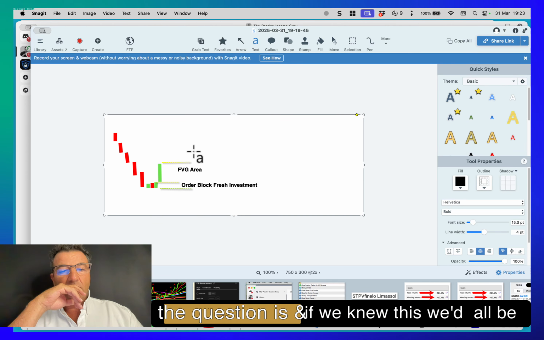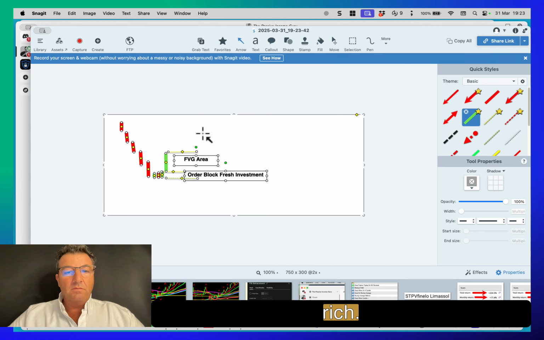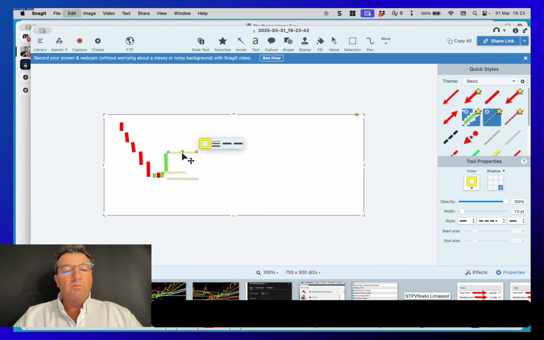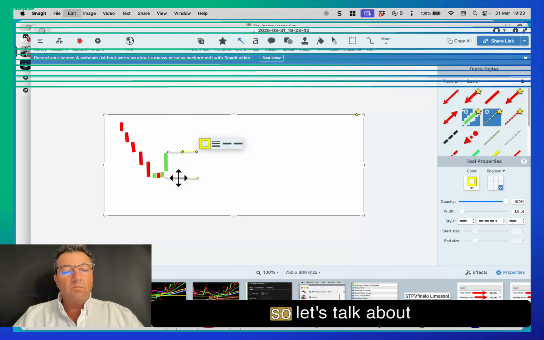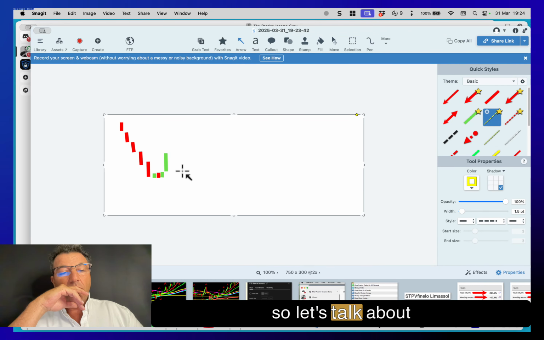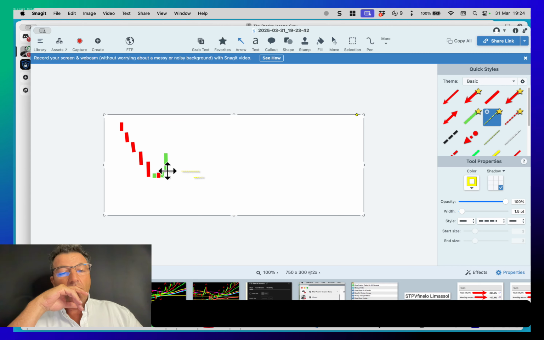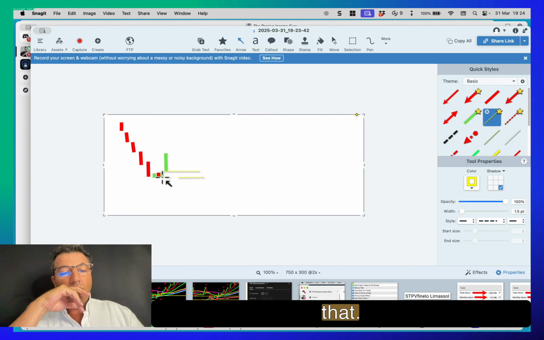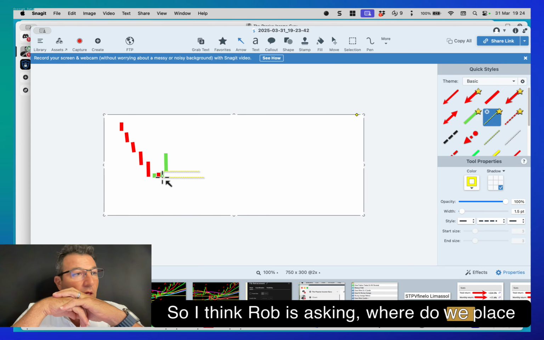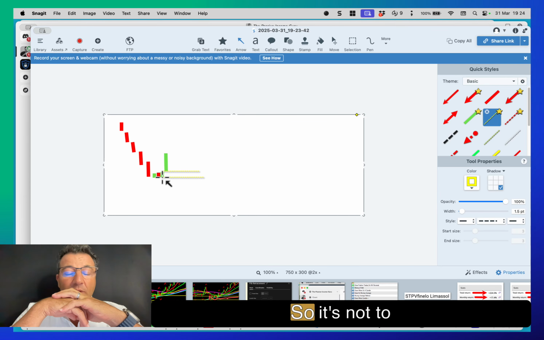The question is, and if we knew this, we'd all be okay, we don't know when they're going to bring it back into that order block to move it again. And a lot of the time, if price takes too long, maybe they've moved it, maybe the orders aren't there anymore, and it closes below that order block and mitigates that order block, and it goes lower. Okay, so let's talk about that. I think Rob is asking, where do we place our trade? How do we place our trade so as not to get caught out?